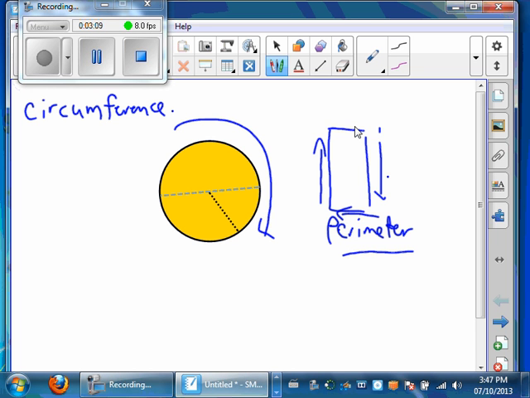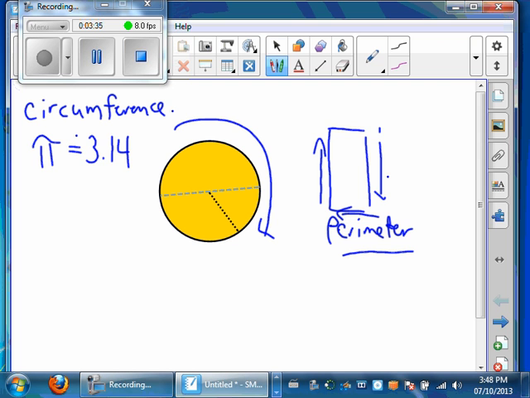So the circumference can be calculated in a very simple way, and that is simply by taking the diameter and multiplying it by an irrational number known as pi. And pi is represented in this squiggly little symbol here, and it is approximately 3.14, 3 and 14 hundredths.